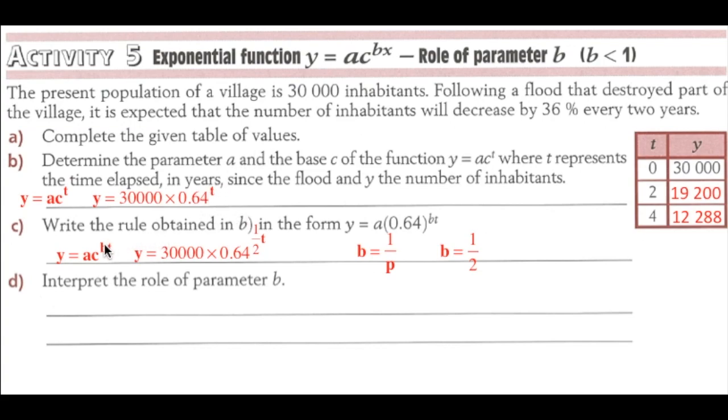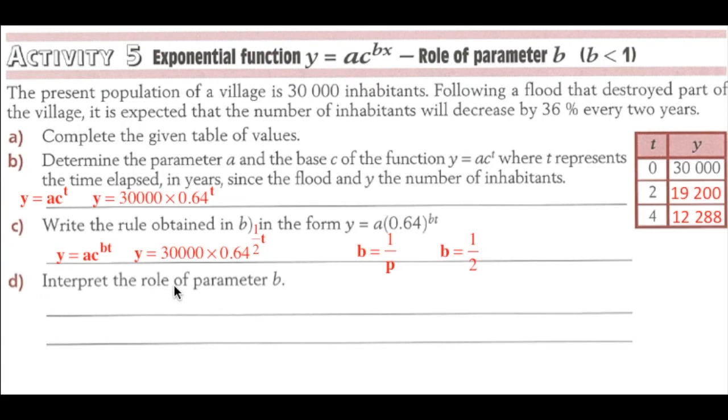But if we're using bt, it actually works out a lot better. We can say that b is, in a year, how many cycles have we gotten through? Well, we've gotten through half a cycle, all right? So that's what the b is: how many cycles have you gone through in each unit of time. And that's where this formula comes from. So b is 1 over the period. Like, how long is the period? How long does it take to decrease? It takes 2 years, so 1 over 2.